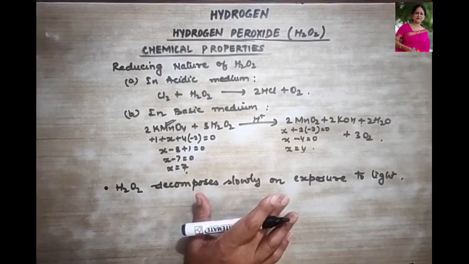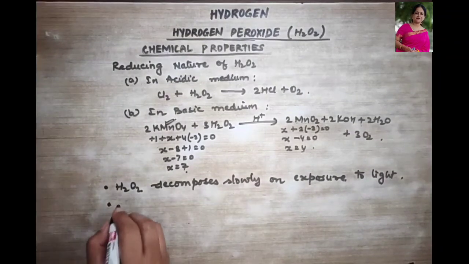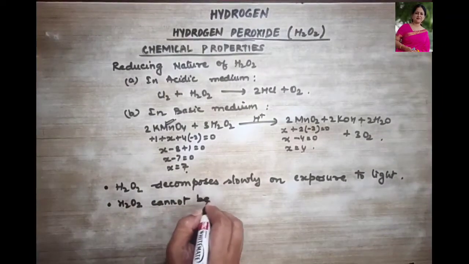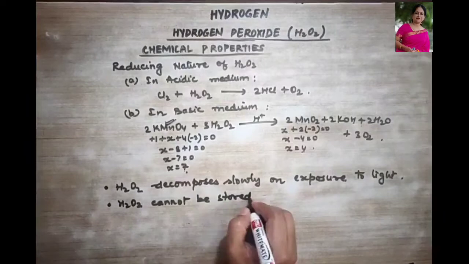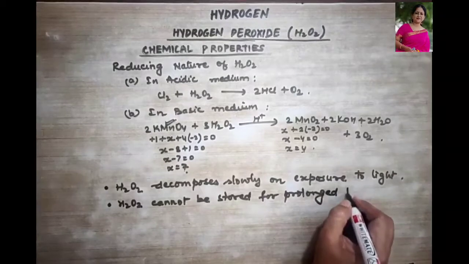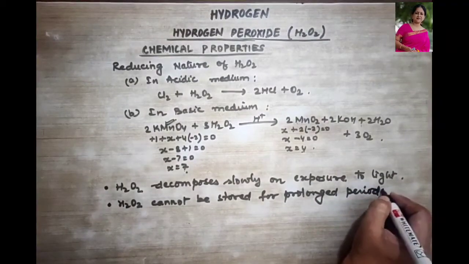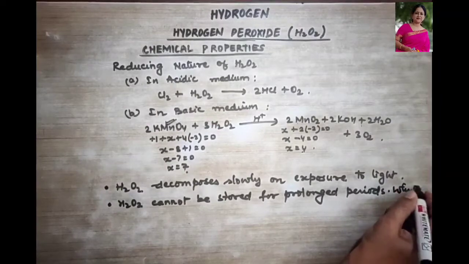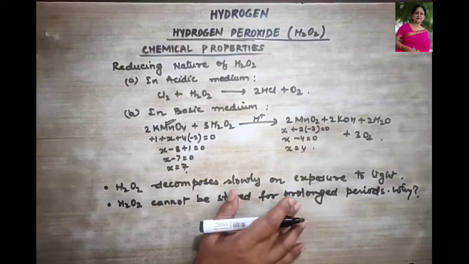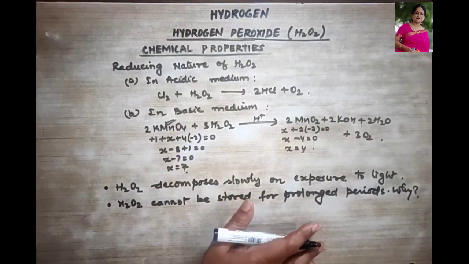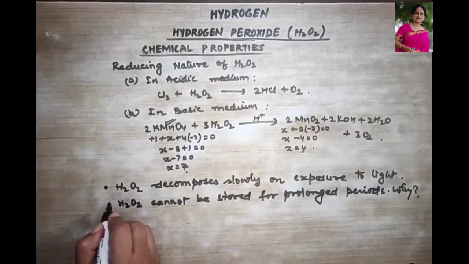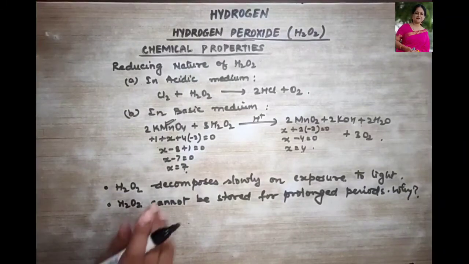Some more important point could be like H2O2 cannot be stored for prolonged periods. Why? Why are they not stored? Because they decompose easily into water and oxygen, right? Therefore, they cannot be stored for prolonged period. So these were some of the important questions regarding hydrogen peroxide.